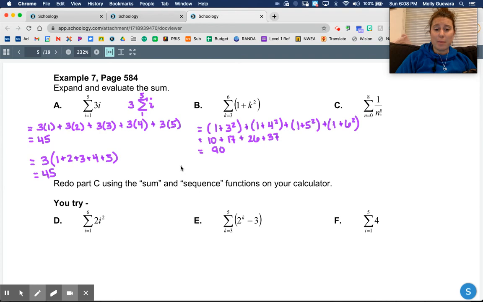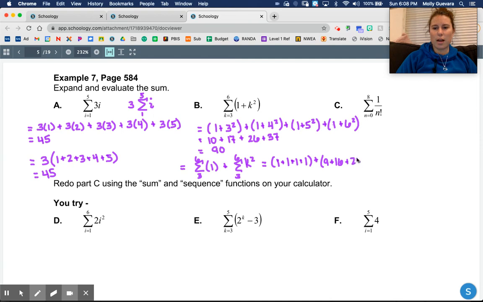Or, and again, maybe for this one it's not as helpful, right? I can break this up. I can do the sum from 3 to 6 of 1 plus the sum from 3 to 6 of k squared, right? And so if I add this together, that gets me at 3, that's 1, plus 4 is 1, plus 5 is 1, plus 6 is 1, plus, and then 3 squared is 9, 4 squared is 16, 5 squared is 25, 6 squared is 36. And then I still get 90.